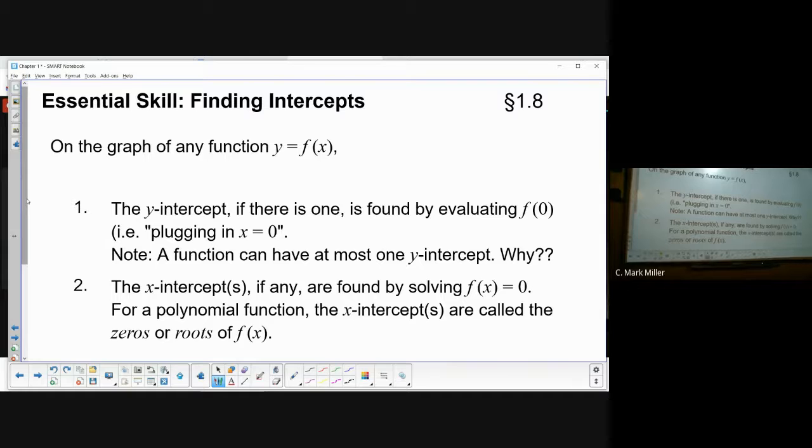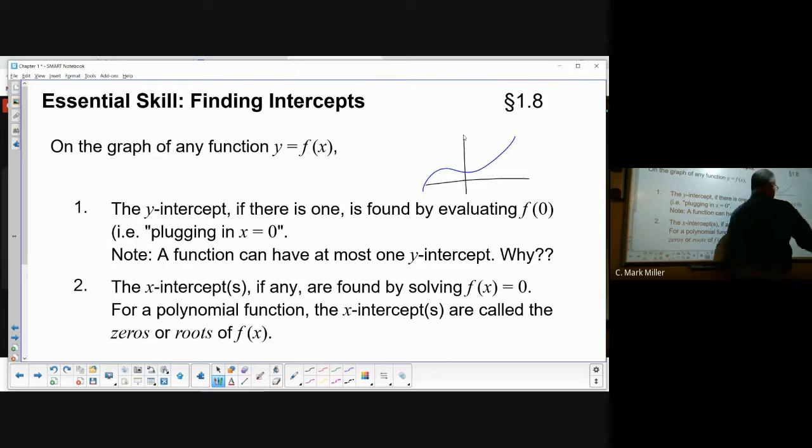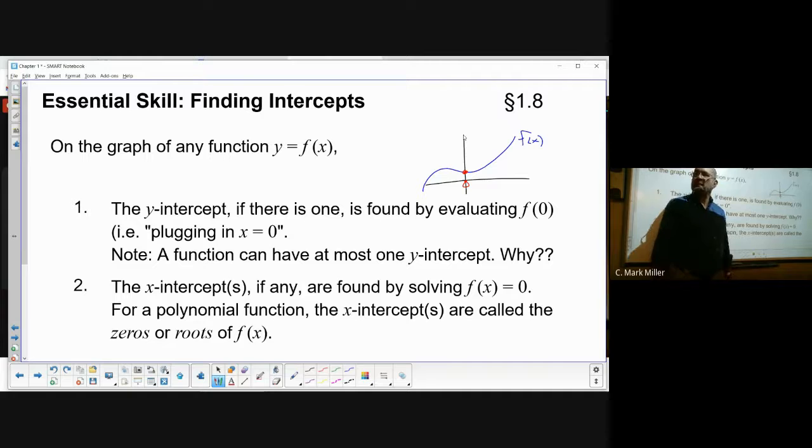Plug in 0, folks. That's how you get the y-intercept. Now, if you think about it, I have a function, and it looks like this. That's my function f of x. If I plug in 0, what do I get? Well, I'm plugging in the x value. When I plug in 0, I get this. You plug it in, you get the y-intercept. It's the value of the function when you plug in 0.